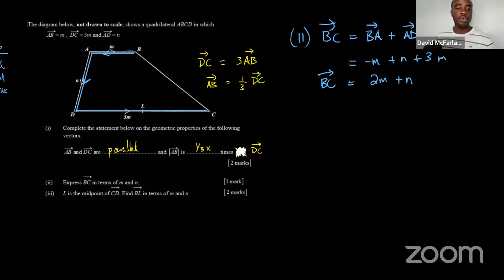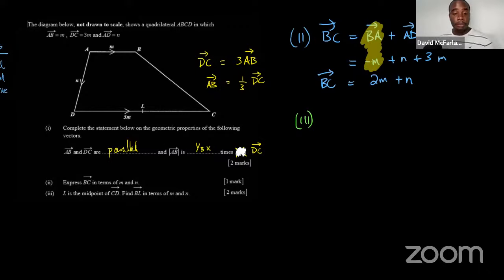But you see where the whole opposite thing came in a while ago? We have to be very careful when looking for the opposite, equal, opposite, parallel, and equal vectors. All right, let's go to the third one. Let us find the vector. It says L is the midpoint of CD. So I'm going to rub this part off. L is the midpoint of CD. So I want to find BL in terms of M and N.